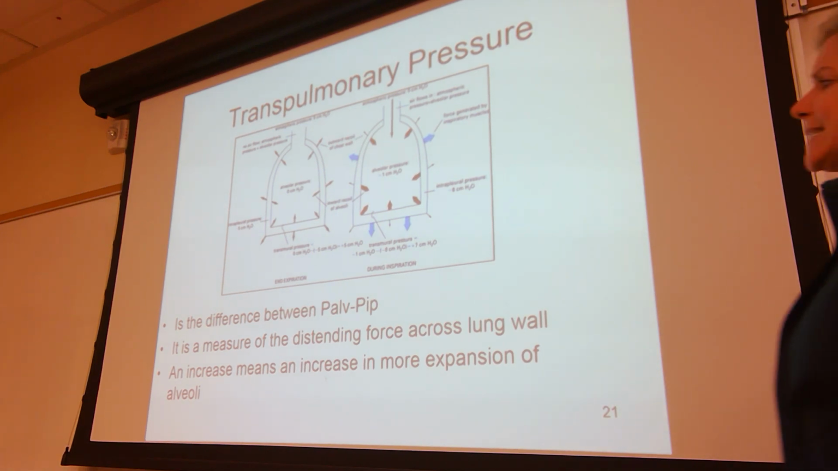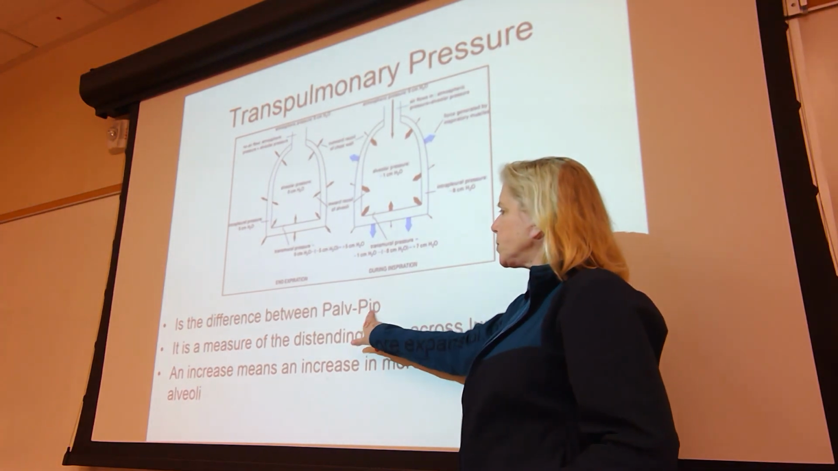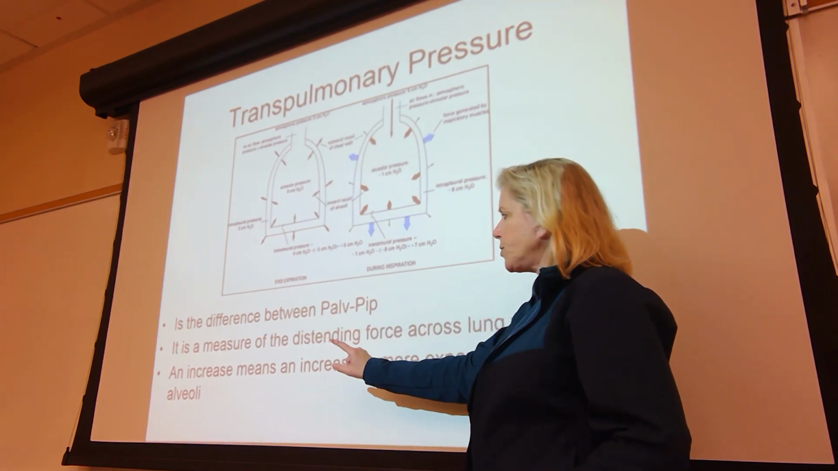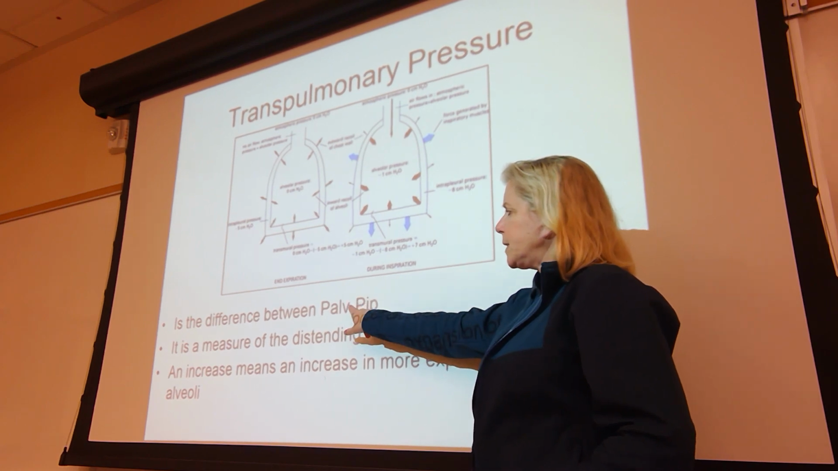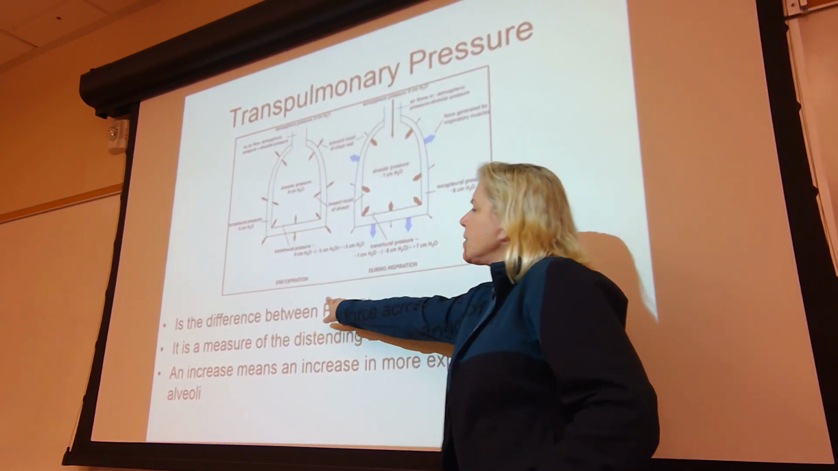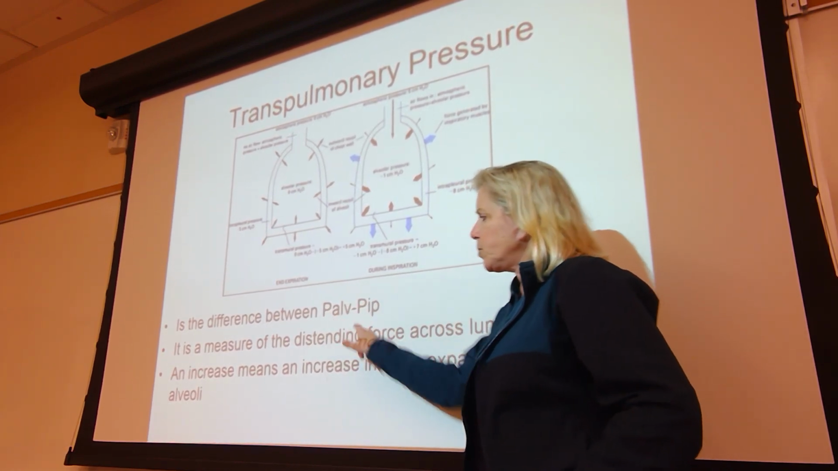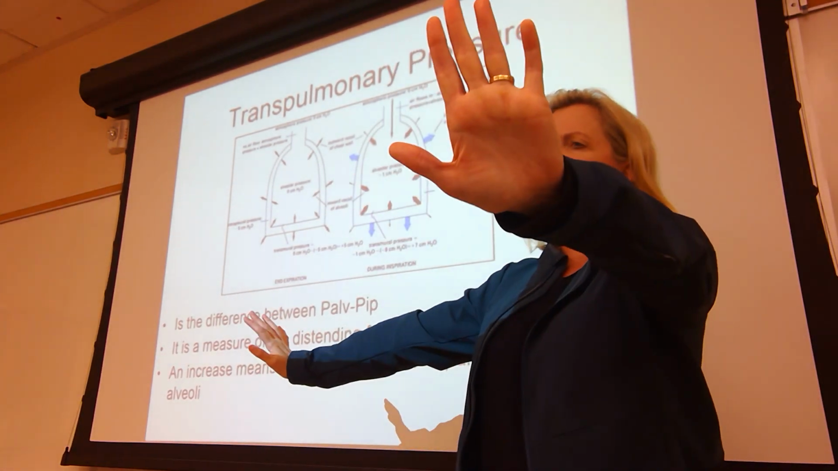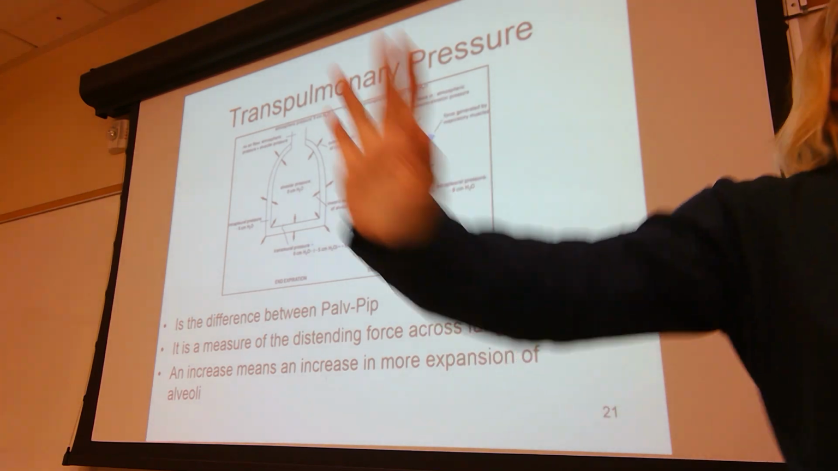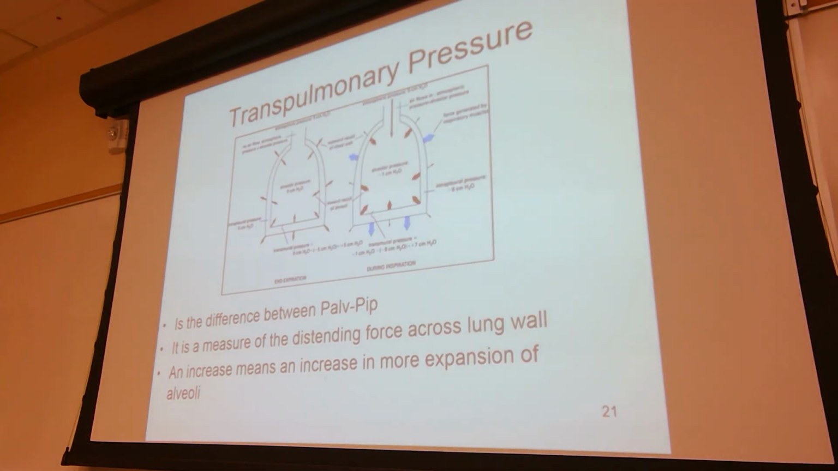Transpulmonary pressure is the difference between your intrapleural pressure and alveolar pressure. Intrapleural pressure should always be negative, so if I take a negative of a negative, this turns into a positive pressure. This is a distending pressure, a pushing open of your lungs. The higher that number, the more compliant your lungs are and the easier it is to inflate them.